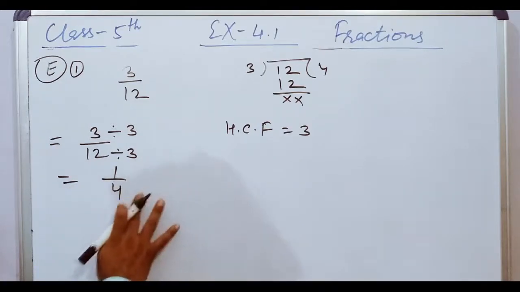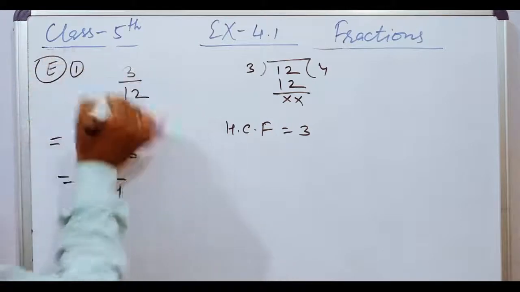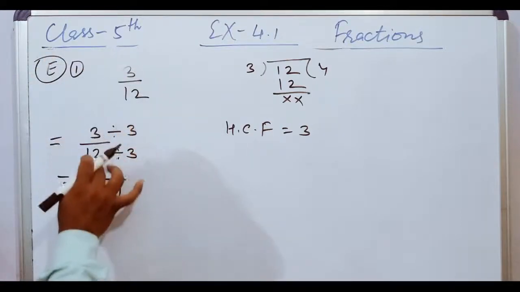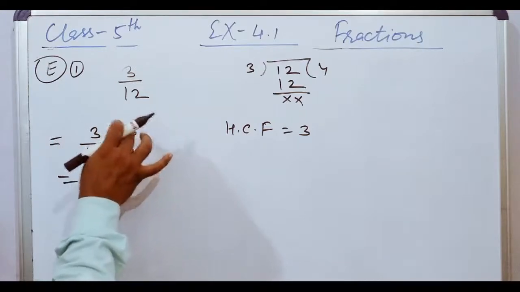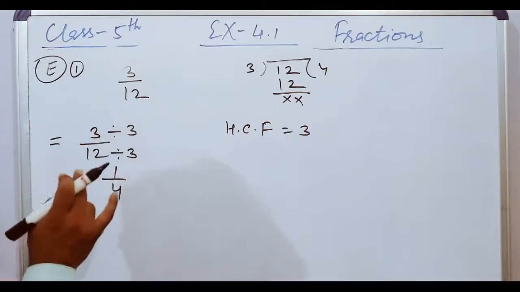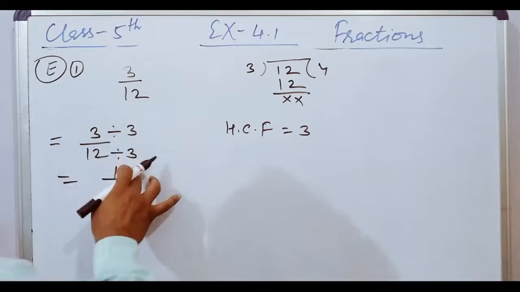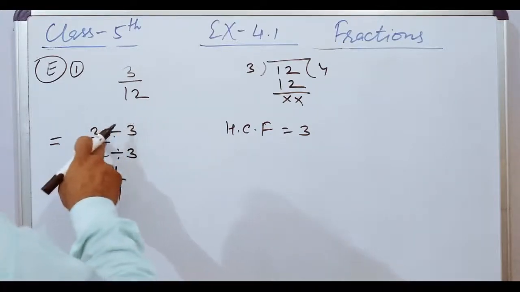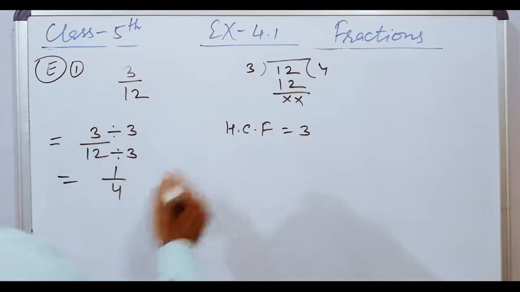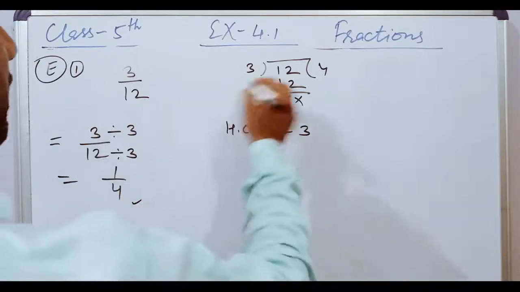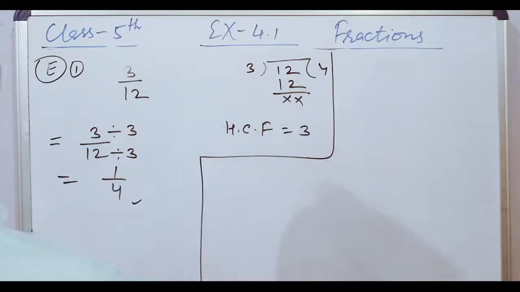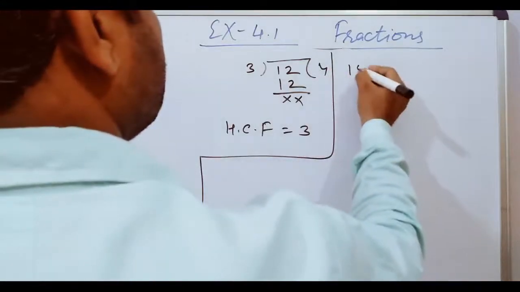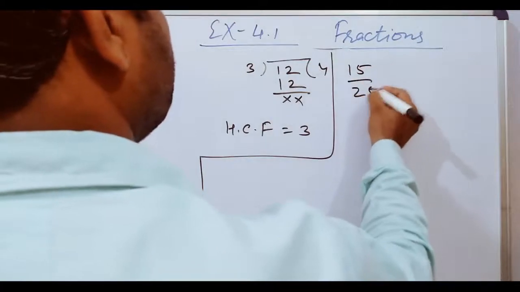Okay, dear student, again I am telling, 3 upon 12. So we will divide both by a common number, the highest common factor. Then 3 1s are 3, 3 4s are 12. So 1 upon 4 is in simplest form. Now 15 upon 25.